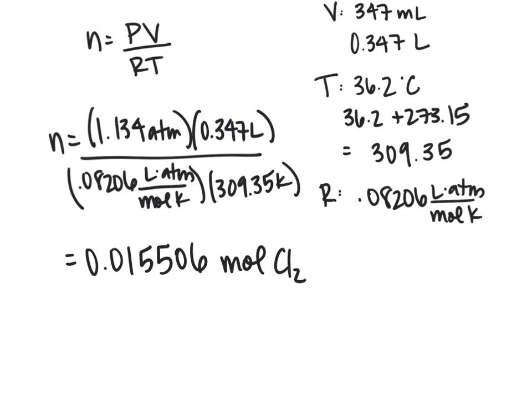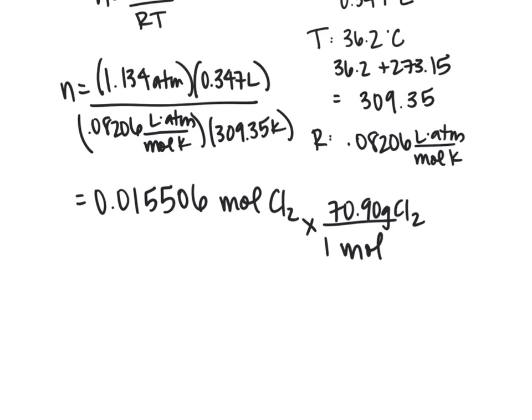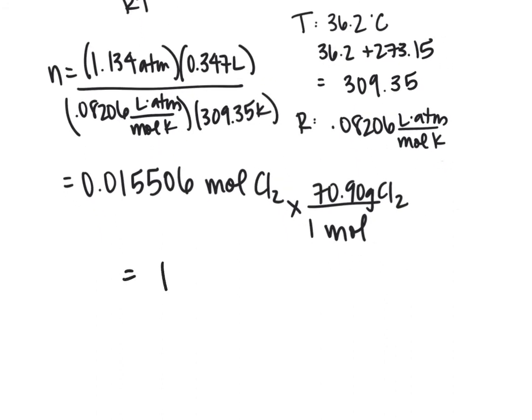Now we need to convert that to grams because that's what it asked for. So in 1 mole, there are 70.90 grams of chlorine gas. And when we plug this in, we get 1.09937 grams of chlorine gas.